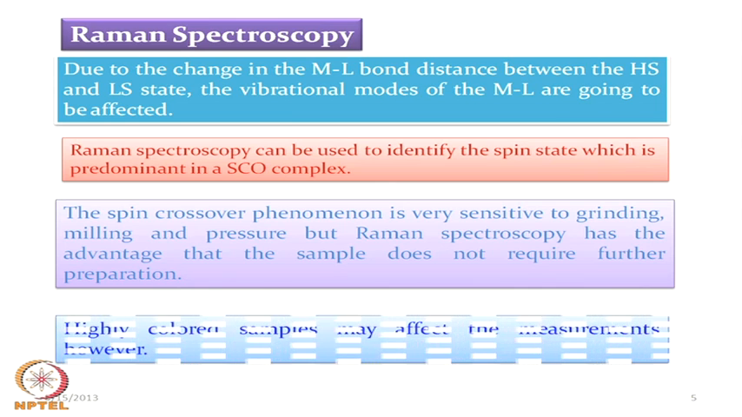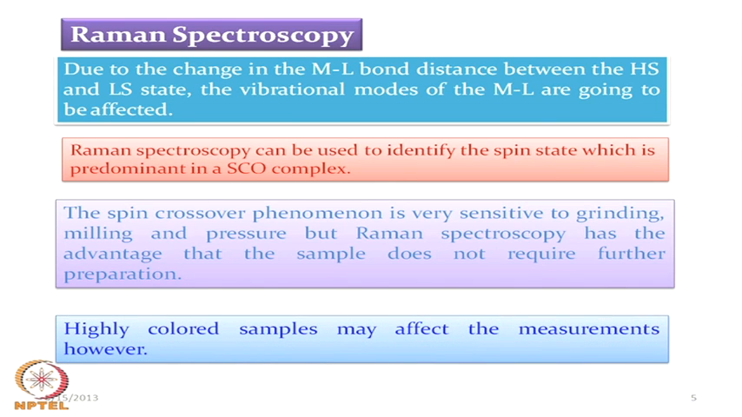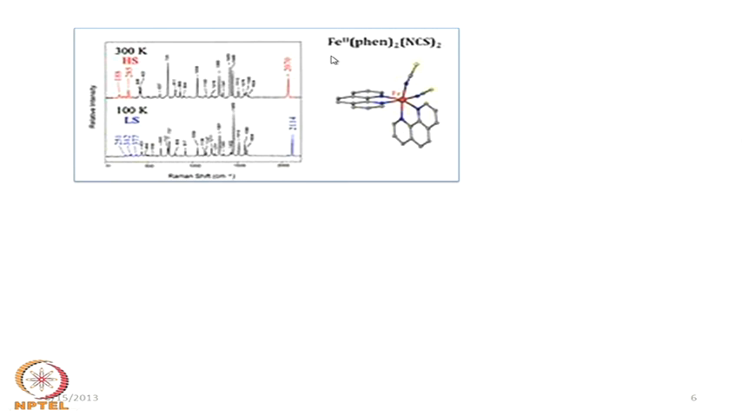So, Raman spectroscopy is a very safe one to measure the corresponding frequencies for SCO complexes, but some of the highly colored samples may affect the measurements because colored samples cannot be handled nicely in this particular spectroscopy. So, what we see is the same thiocyanate compound, with 2 phenanthroline and 2 thiocyanate in the cis position; 2 thiocyanate groups are present, and we can have the corresponding stretching frequencies.